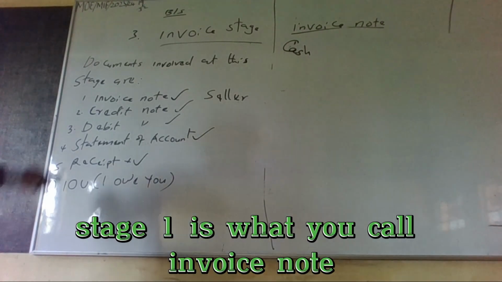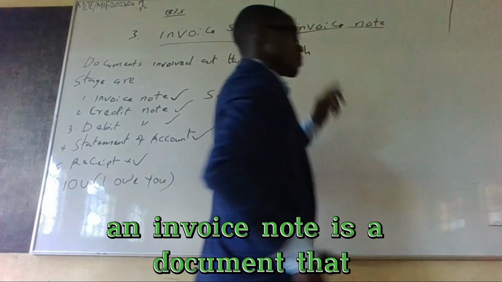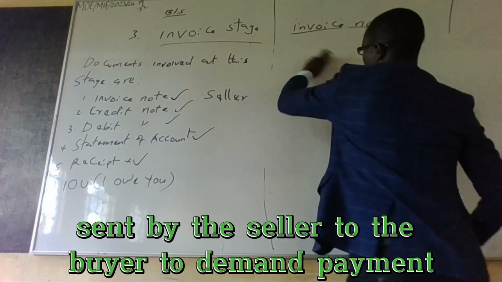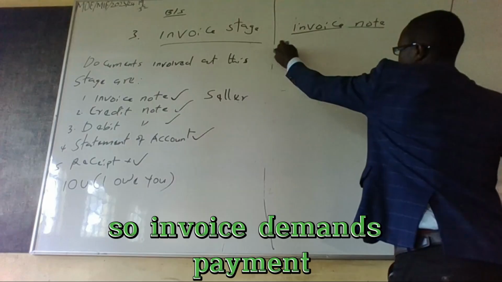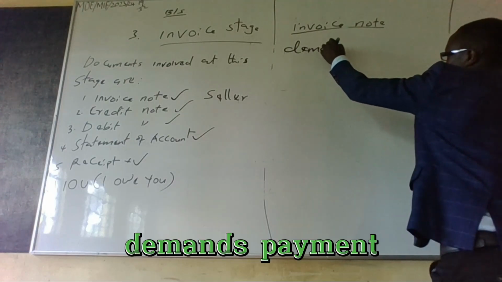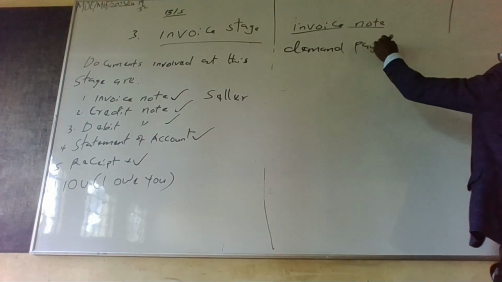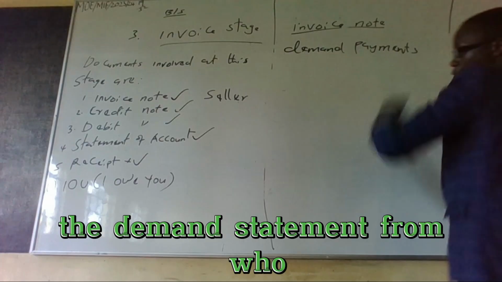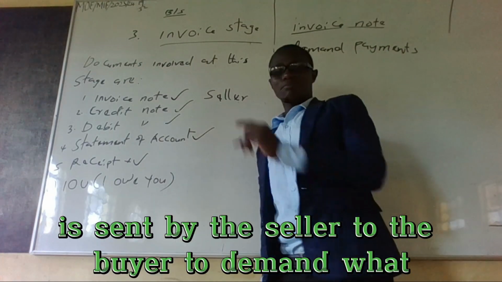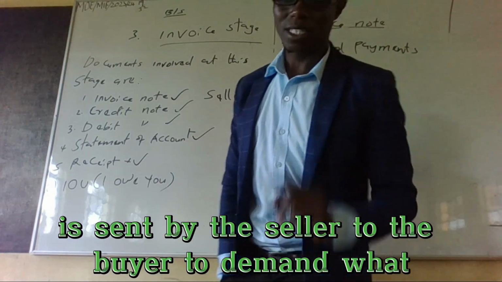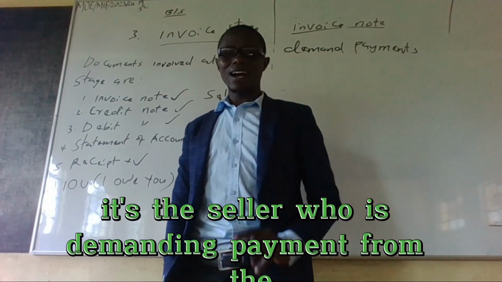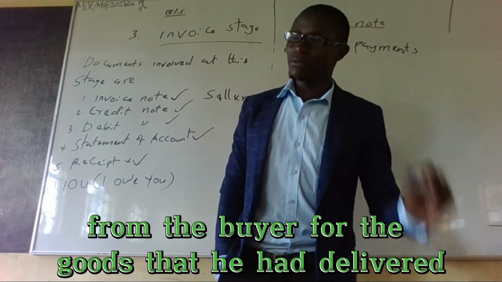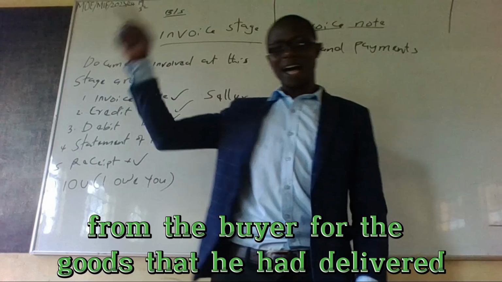One is what you call an invoice note. An invoice note is a document that's sent by the seller to the buyer to demand payment. So invoice demands payment. It demands payment from who? From the buyer. It's sent by the seller to the buyer to demand what? Payment. So who is demanding payment in this case? It's the seller who is demanding payment from the buyer for the goods that he had delivered.